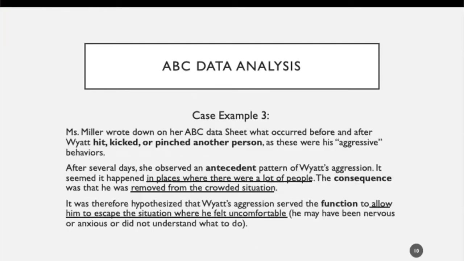Case example 3, Miss Miller noticed that her son Wyatt was having a lot of aggressive behavior, which she noted was hitting, kicking, or pinching another person. She saw with the antecedent, it was happening mostly in places where there were a lot of people. It was a crowded situation. The consequence was usually that he was removed from the crowded situation. It was hypothesized that Wyatt's aggression then served the function to escape or avoid the situation in which he felt uncomfortable.